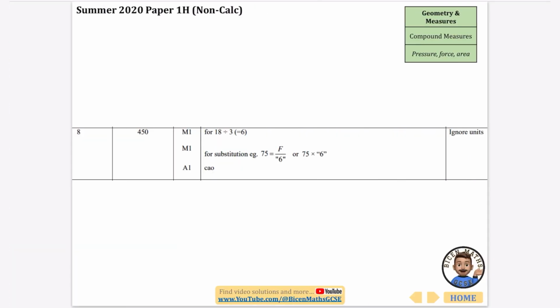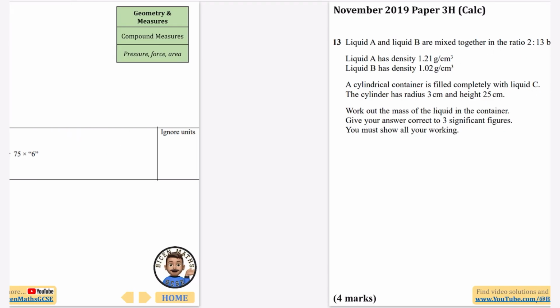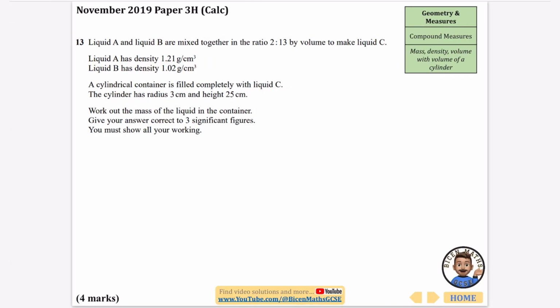Let's double check we've got this one right. Yep, we've got the 450 newtons just right there, okay? So now we're on to the mass density volume questions, and it's also got some stuff about the volume of a cylinder.